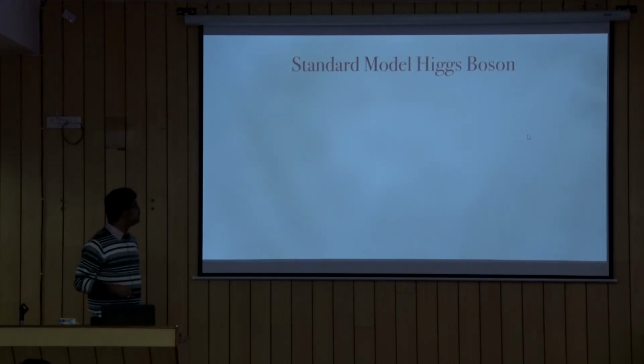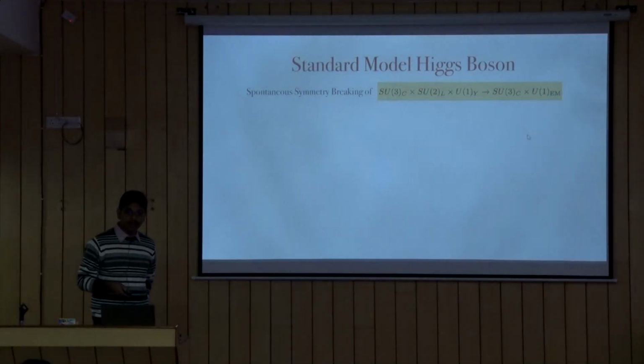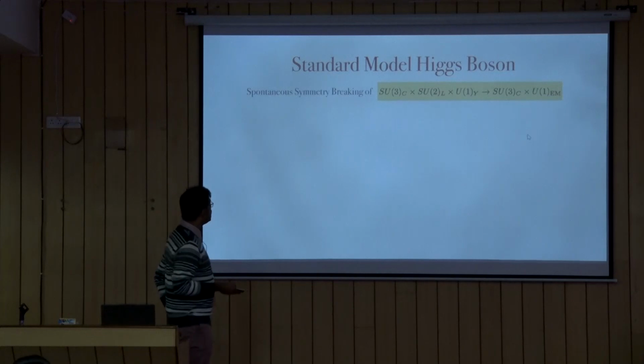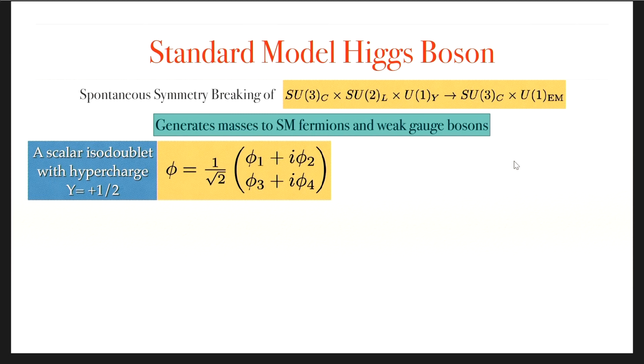Okay, so it's customary to remind ourselves, although we have already talked about it many times, that the standard model gauge group SU(3)_C × SU(2)_L × U(1)_Y, via spontaneous symmetry breaking by a suitable choice of the Higgs doublet with hypercharge Y equal to half, breaks into a remnant SU(3)_C × U(1)_EM. This generates the standard model fermion masses and gives rise to massive weak gauge bosons W± and Z.